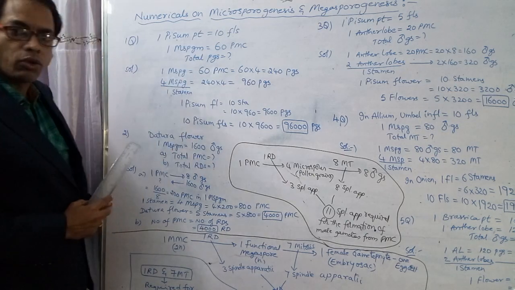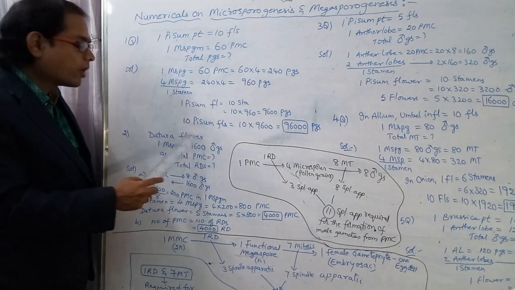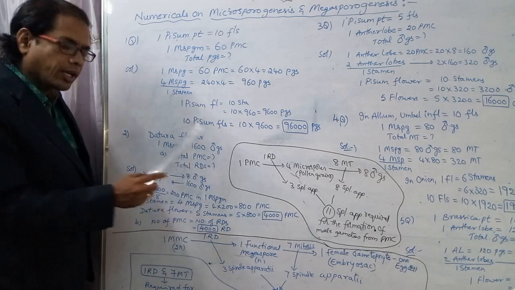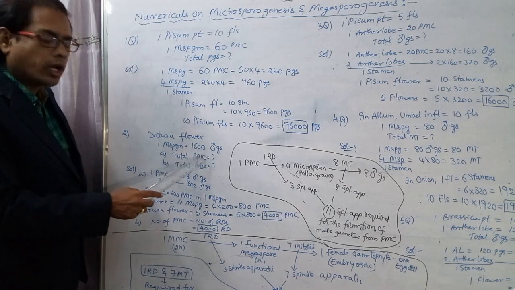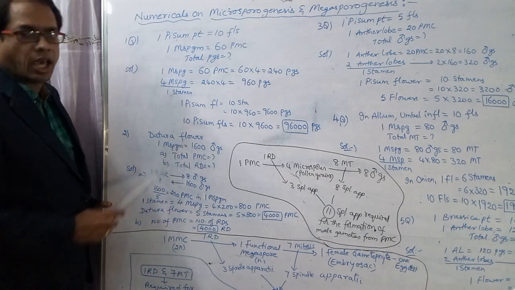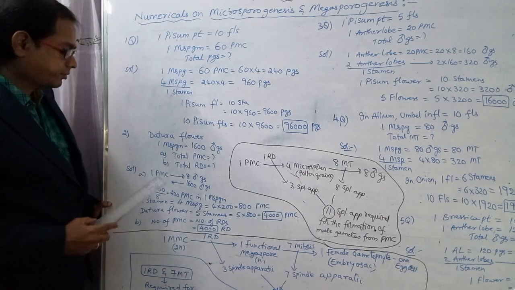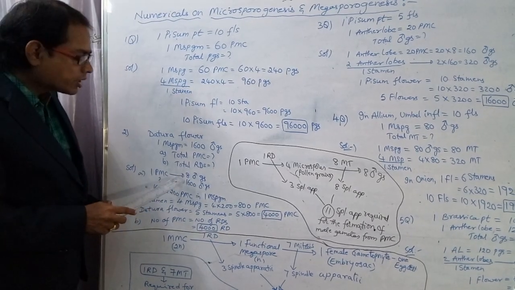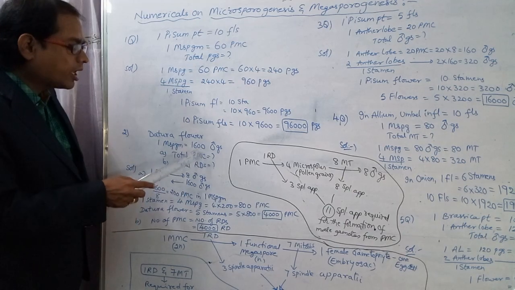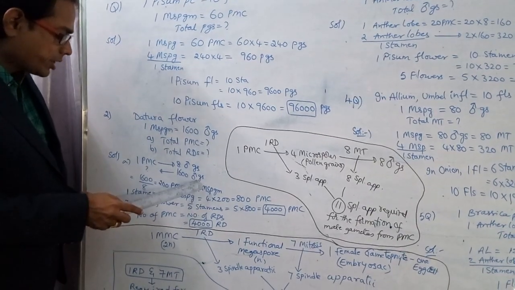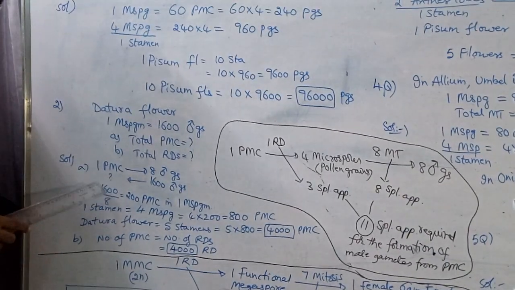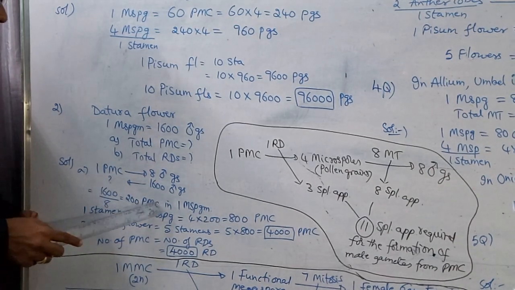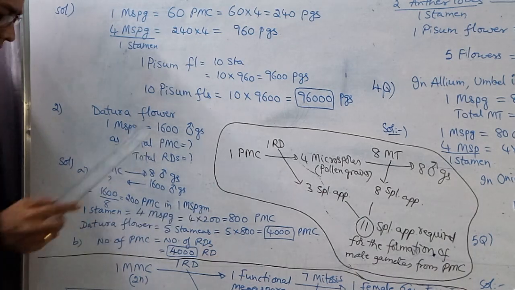So next question we are going to Datura flower. One microsporangium contains 1600 male gametes. Total pollen mother cells and total RDs they are asking. How can we calculate? One pollen mother cell can produce how many male gametes? 8 male gametes. Here they have given 1600 male gametes. How many pollen mother cells? So 1600 divided by 8, that is equal to 200 pollen mother cells in one microsporangium.